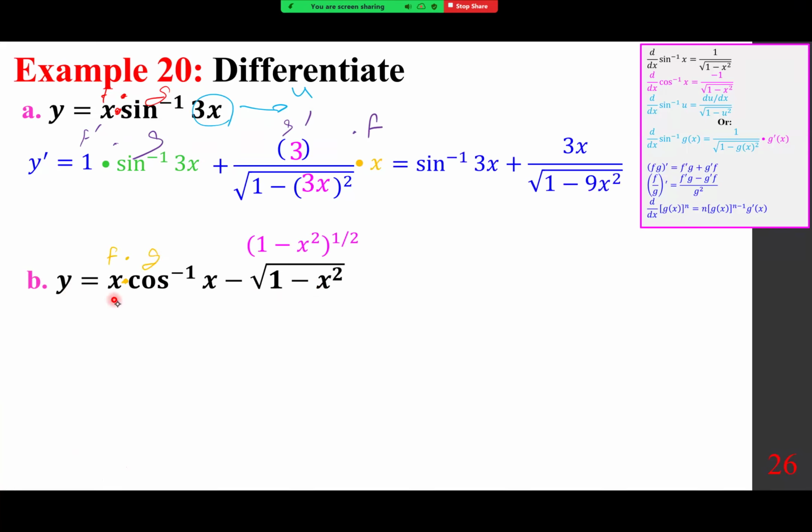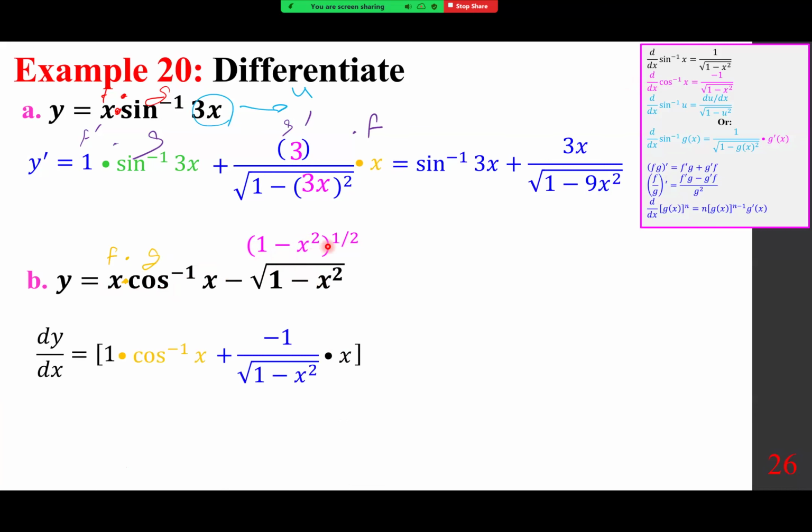The derivative of x gives me 1 times cosine inverse. And then the derivative of cosine inverse, simply put, negative 1 over square root of 1 minus x squared times f, which is x. So that one is done. Now we're going to work on this.